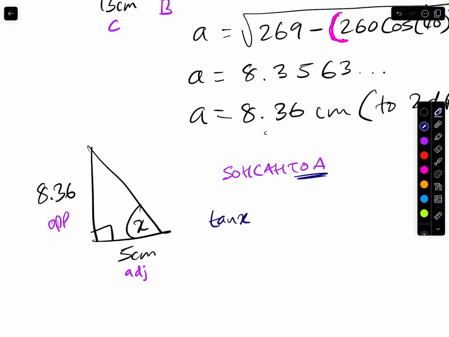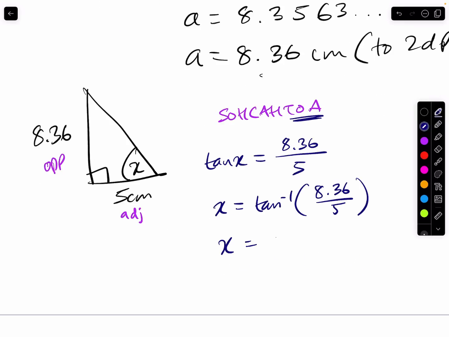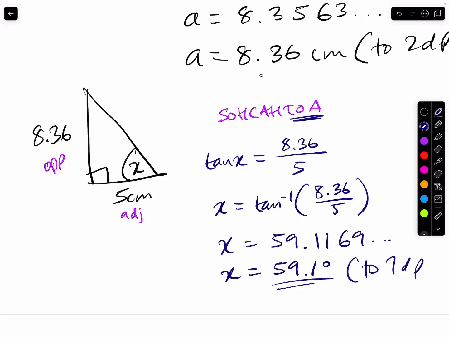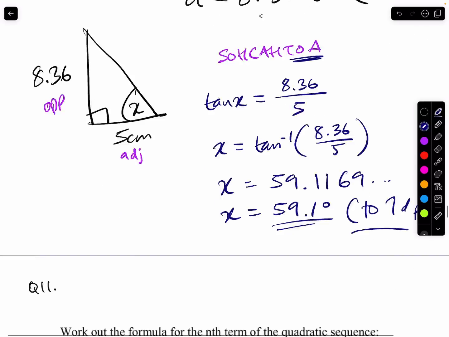So tan x is equal to opposite, which is 8.36 over 5. And again, we're finding an angle, so the inverse of tan of 8.36 over 5, and that gives us 59.1169 dot dot dot. And if we round that to 1 decimal place, that's 59.1 degrees. Okay, there we go. Let's keep going to the next one now.